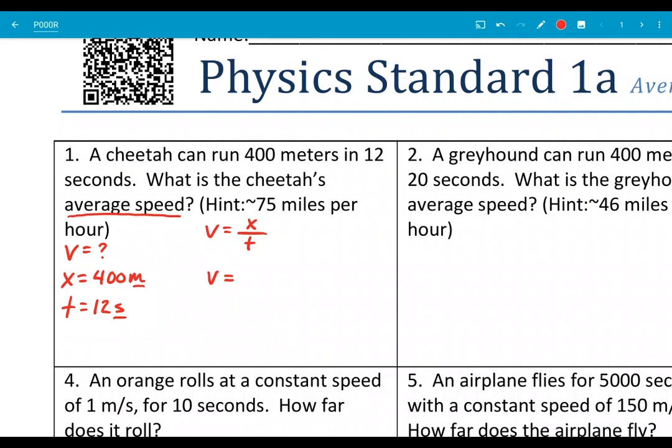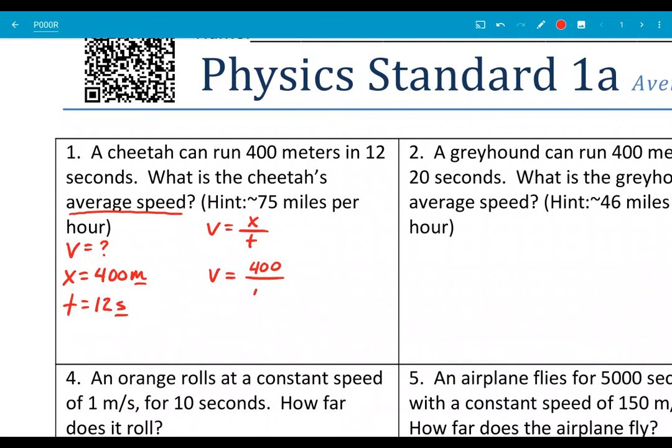That is equal to x. The value for x is 400. So write that down, 400. And we divide that by t. The value for t is 12. Okay. Now we're going to punch that into our calculator.